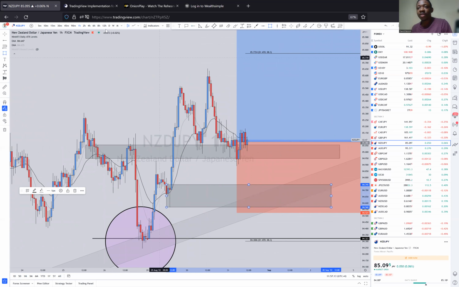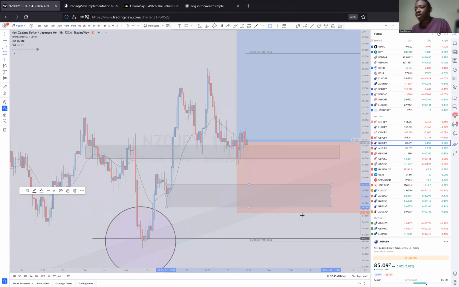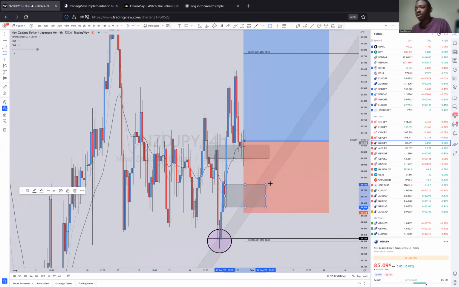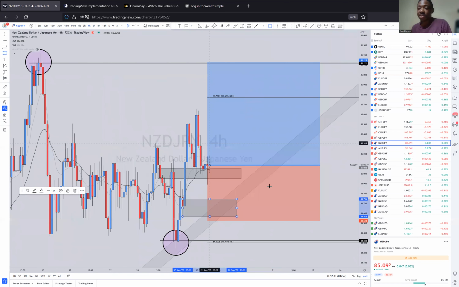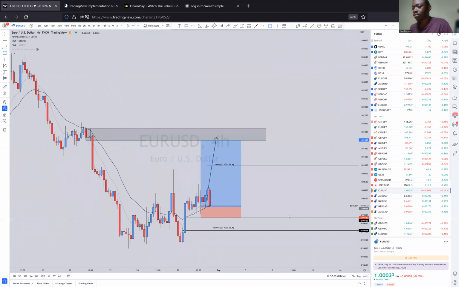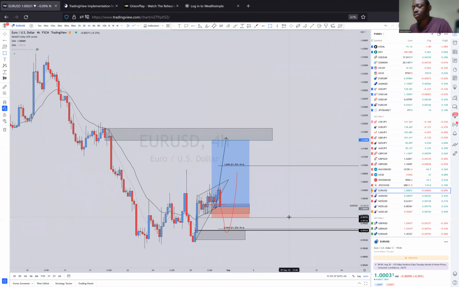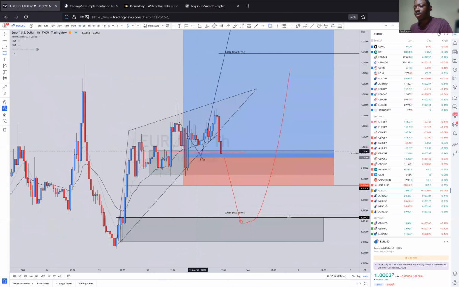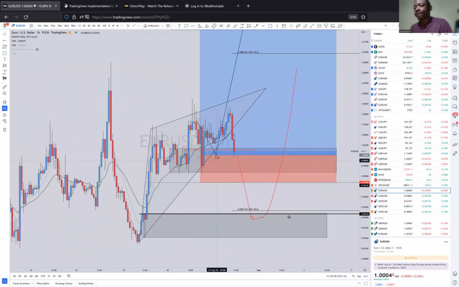I think I'm going to sit a little bit to see how, at least the first 4-hour candle close, which is in 1 hour's time. And I'll make a major decision. Euro USD, I want this pullback to happen.